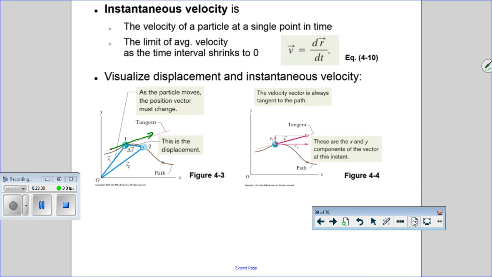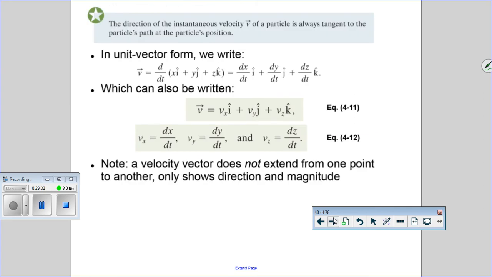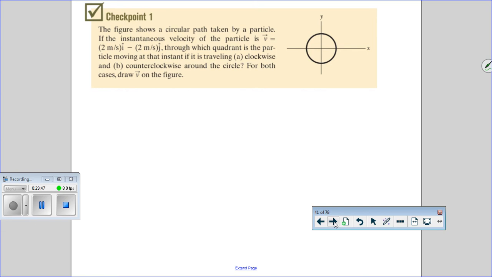Figure shows a circular path. All right, so let's take a second and do this. This is just a quick conceptual thing to make sure you're cool with what the unit vector notation means. So it says the figure shows a circular path taken by a particle. So you've got a thing going around in a circle. It says the instantaneous velocity of the particle is 2i minus 2j, and then it wants to know what quadrant the particle's moving through if it's going clockwise.